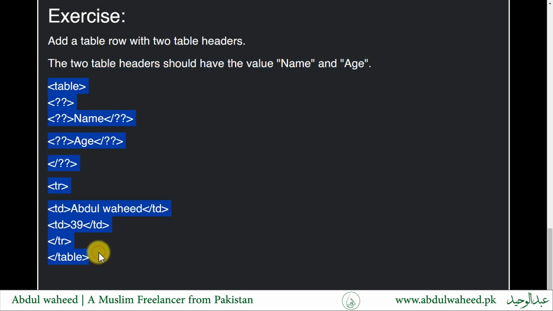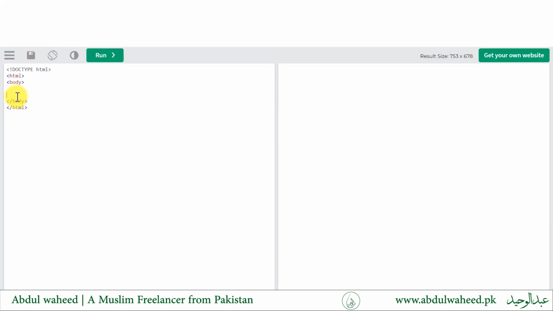I have a code in which you will see a question mark. You have to add the table header tag in this question mark area. If you are done, it means you understood what the table is. Let's try to understand this table element by a simple example.